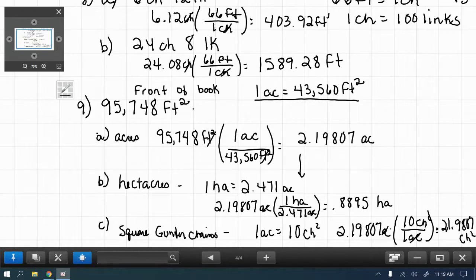You're just doing it a different way, but you're not seeing how the feet cancel and you're left with the acres. Really you're just taking that number divided by that, but if you don't put the 1 acre, then you're not getting the answer in acres. So I'm doing it the long way.